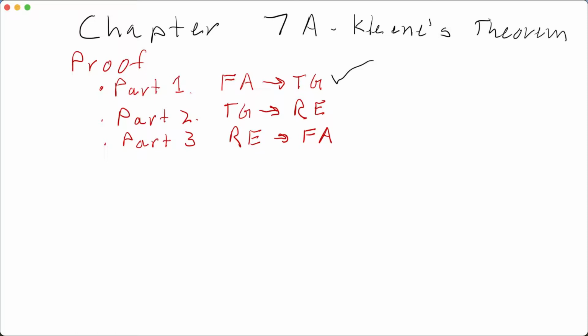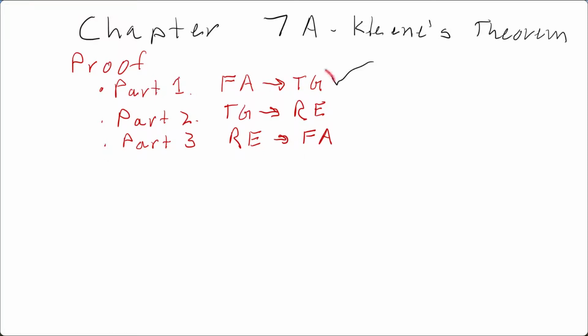Now we're going to create a proof by construction that we could take any transition graph and generate a regular expression that accepts the same language. And then in later lectures, we're going to cover part 3 that says we could take a regular expression and construct a finite automata that accepts that same language.